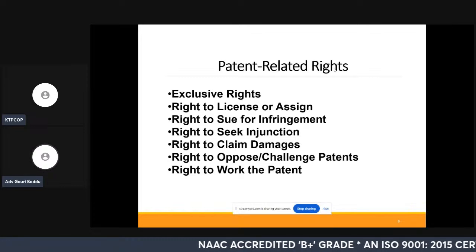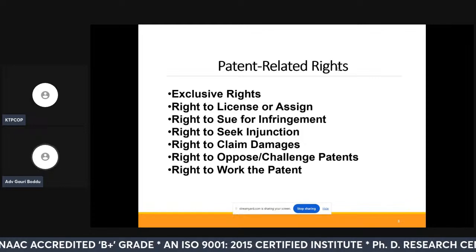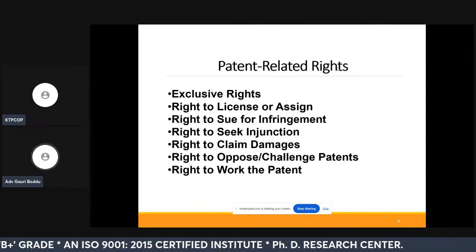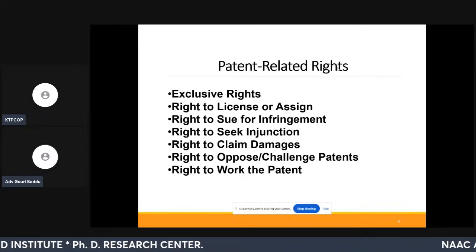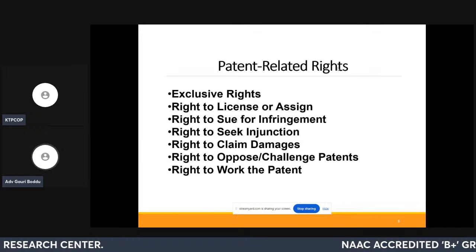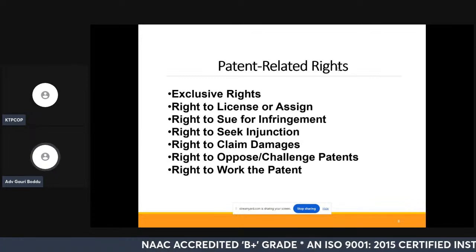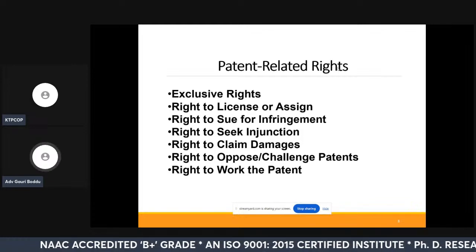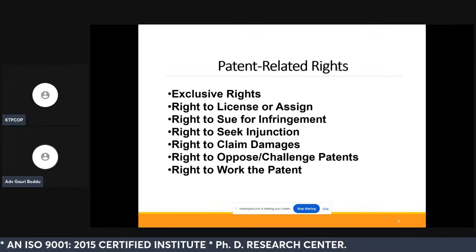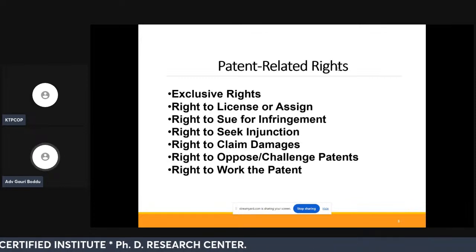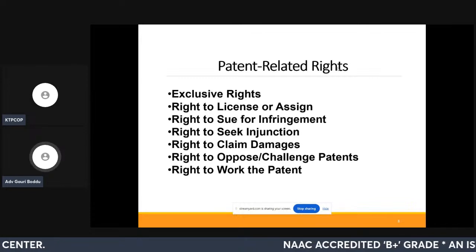So now next, right to claim damages. The owner can seek monetary compensation for losses due to infringement. If there is some loss, if you are a patent owner and someone is using your patent without your permission, without asking you, or without knowing you, on that basis you can seek compensation or damages through a court. So you have to file that petition for injunction and damages. So that is for specific performance.